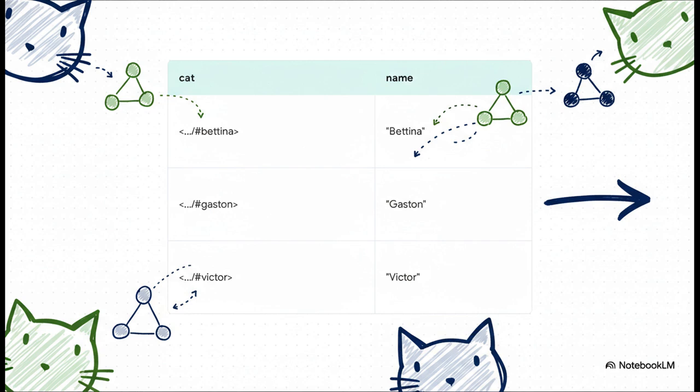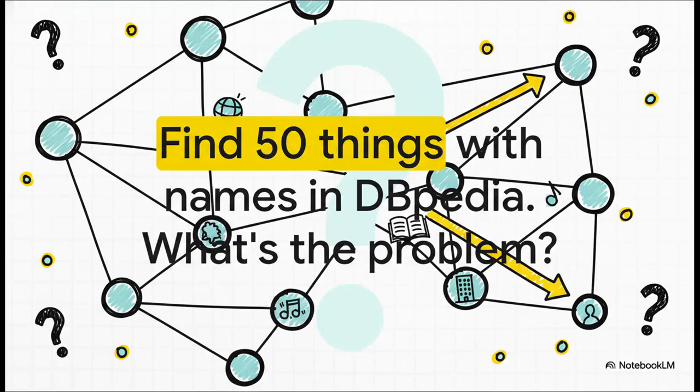It worked. Okay, cool. But let's scale this up a bit. What happens if we run a really simple query on a huge public dataset, like DBpedia, which is basically the data version of Wikipedia? Let's just ask it for 50 things that have a name. Seems simple enough, right? What do you think is going to happen?